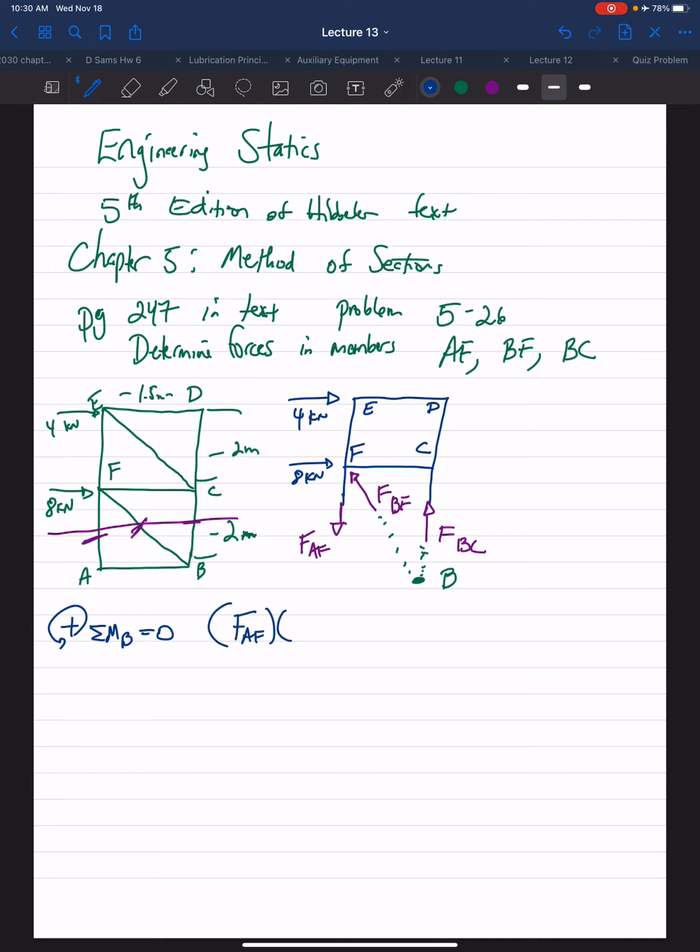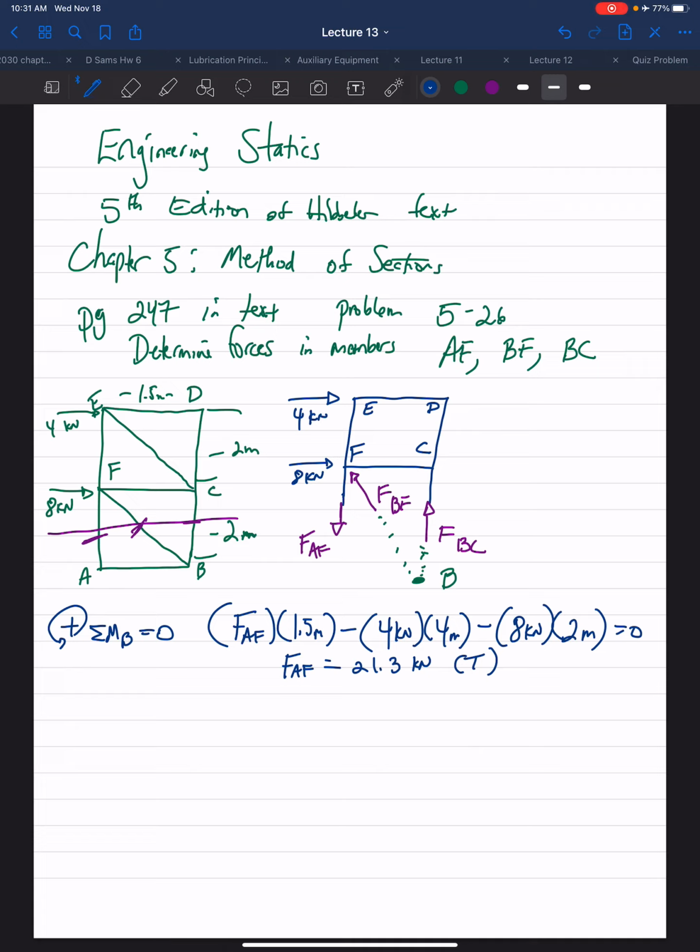So a perpendicular distance from FAF to B is 1.5 meters, minus the 4 kilonewton force, minus the 8 kilonewton force times its perpendicular distance to B, which is 2 meters. Solving for FAF, we get 21.3 kilonewtons, and FAF is pulling away, so it's in tension, pulling away from joint F.